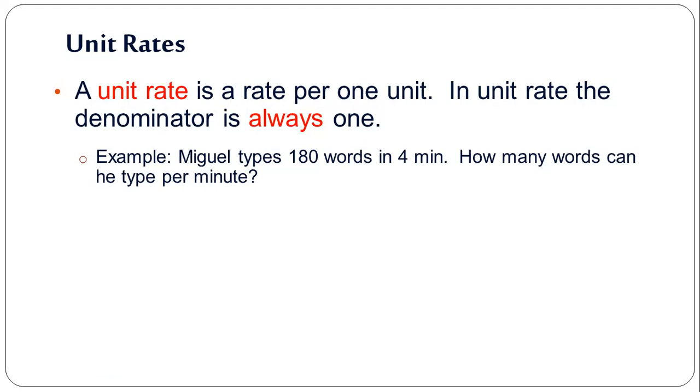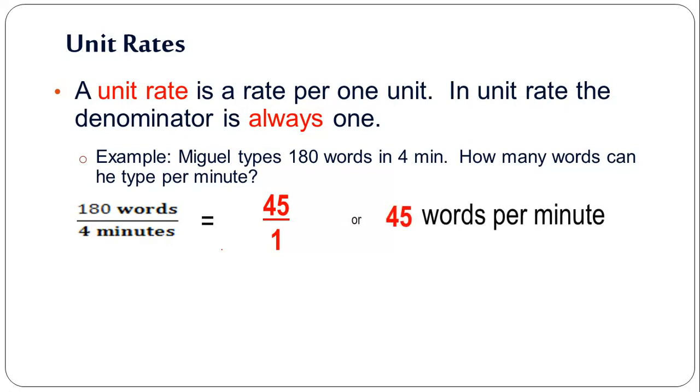Example, Miguel types 180 words in 4 minutes. How many words can he type per minute? 180 words per 4 minutes. Kaya lang kung ilalagay natin siya as unit rate, that is 180 divided by 4 over 4 divided by 4 is 1. 180 divided by 4 is 45 words per minute. Ayan. So, ito yung tinatawag natin na unit rate. Yung 180 words per 4 minutes, yun yung rate. At saka yung 45/1 is unit rate. Yung 45 words per minute, yun yung word form.